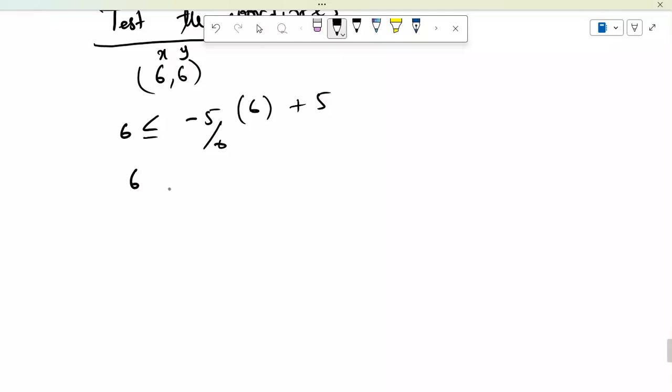So we have 6 less than or equal to, so this and this will cancel, so you have negative 5 plus 5.